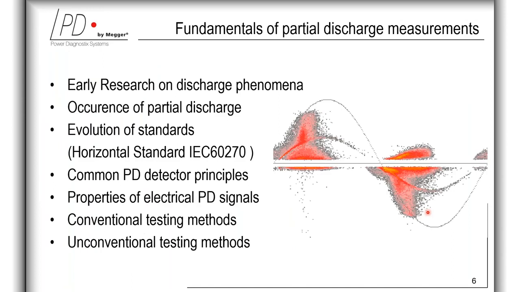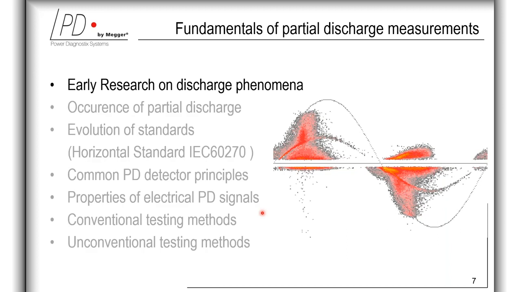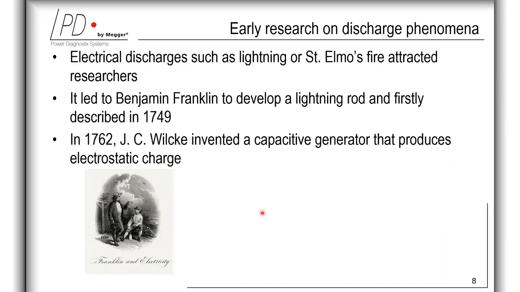I would like to start with just a presentation outline. First, we are going to go into early research on discharge phenomena, followed by occurrence of partial discharges, and then we are going to move into horizontal standard AC 60-70, followed by the common PD detector principles. And then properties of electrical PD signals, and in the last two chapters, we will be talking about conventional and unconventional testing methods.